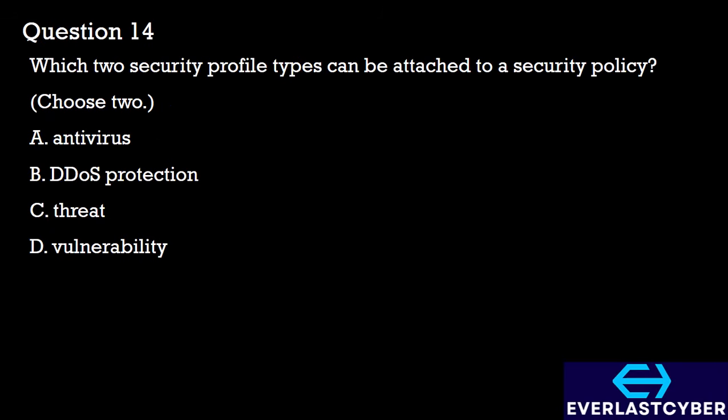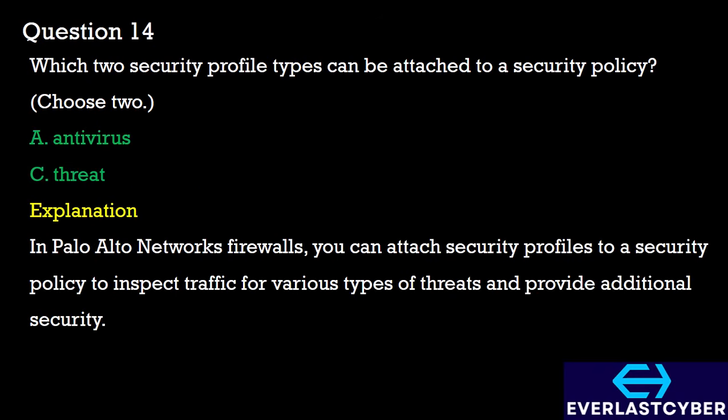Question 14. Which two security profile types can be attached to a security policy? For this, we'll be choosing two answers. A. Antivirus. B. DDoS protection. C. Threats. D. Vulnerability. In Palo Alto Networks Firewall, you can attach security profiles to a security policy to inspect traffic for various types of threats and also provide additional security. The two security profile types that can be attached to a security policy are option A and option C.